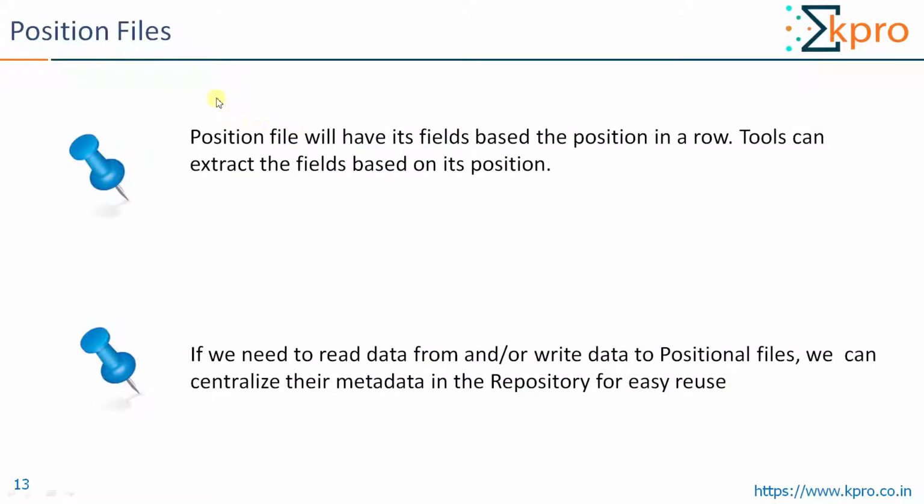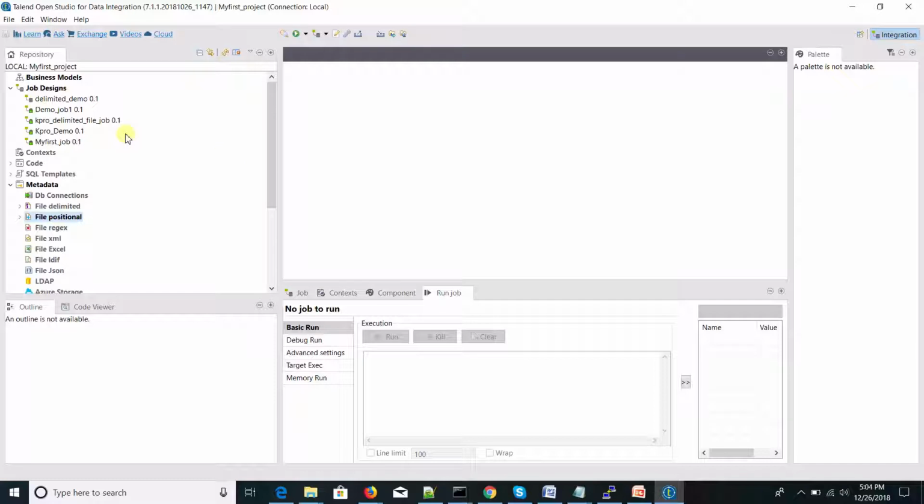Positional file. A positional file will have its fields based on the position in a row. So tools can extract the fields based on their position. So if we need to read data from or write data to positional files, we can create the metadata in a repository and then we can reuse it like we explained for the delimited files. So let's see how to create the metadata for a positional file and how to use it in a job. Now we'll see in the tool how to create the metadata and how to reuse it in the job.